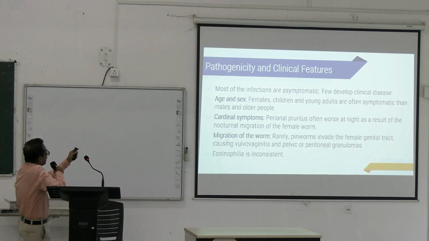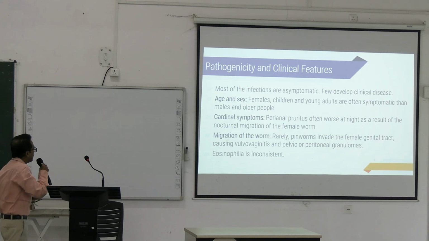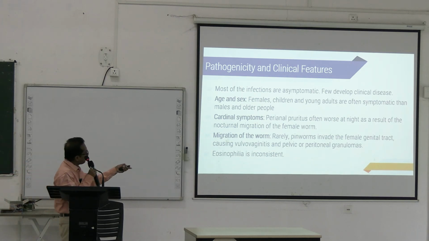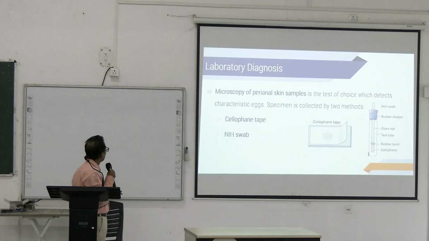Female children and young adults are often symptomatic. Perianal pruritus is the only uniform symptom, and that is worse at night. Rarely, pinworms invade the female genital tract, causing vulvovaginitis or peritoneal granuloma.